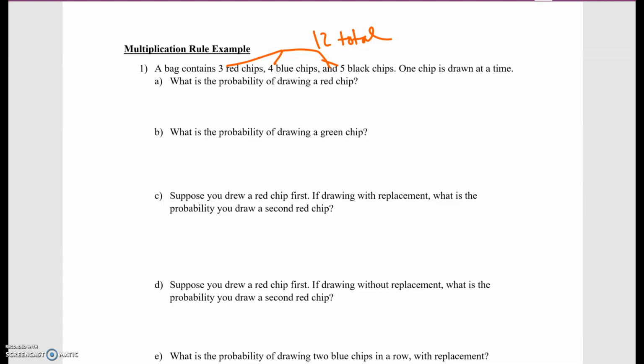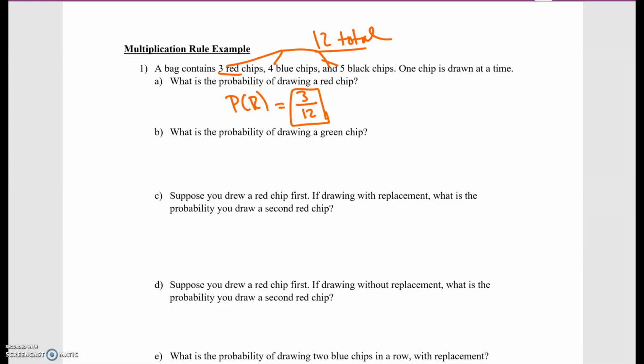So what we want to do is figure out the probability of getting a red chip. Since it doesn't say replacement or without replacement, I'm assuming this will be the first red chip that we draw. So we have 3 total red chips out of 12. This will be my probability, since we have 3 red chips out of 12 total.